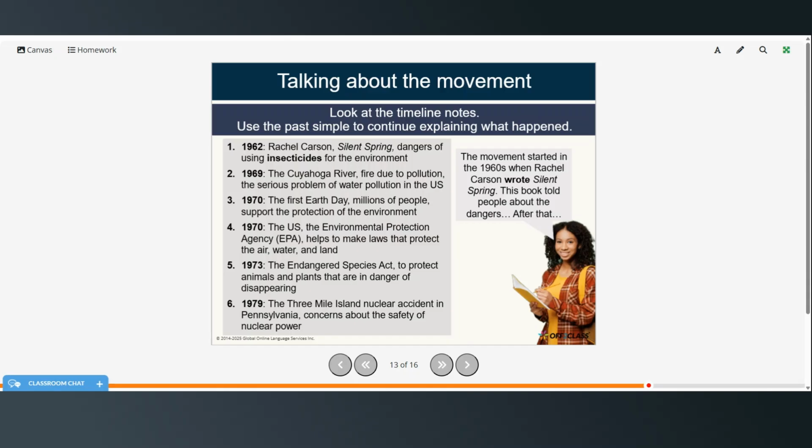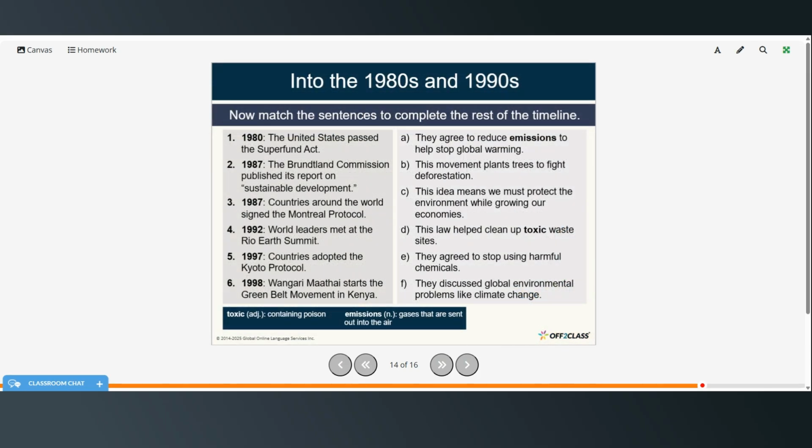All right, so looking at the timeline notes, we're using the simple past to explain what happened. And then now match the sentences to complete the rest of the timeline. First, though, we'll look at the vocabulary. Toxic is an adjective meaning containing poison. Emissions, that's a noun, and they are gases that are sent out into the air.